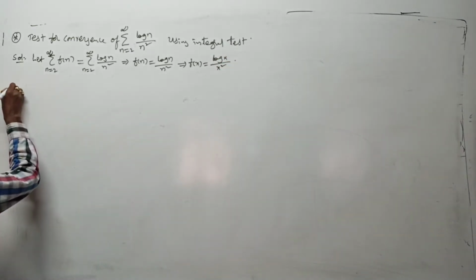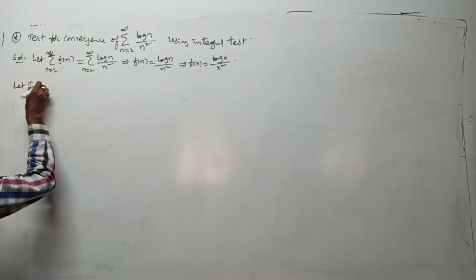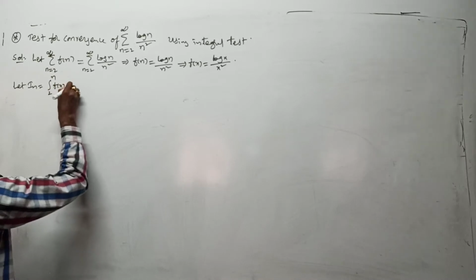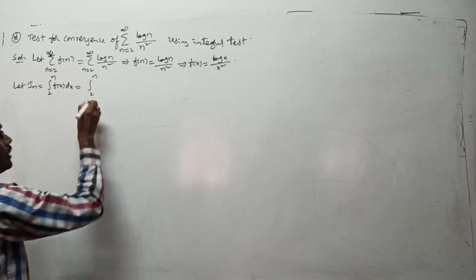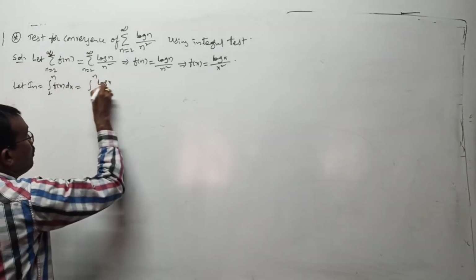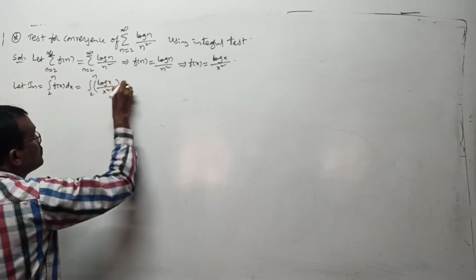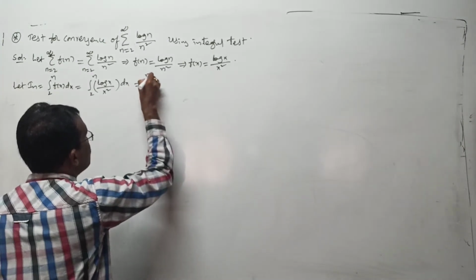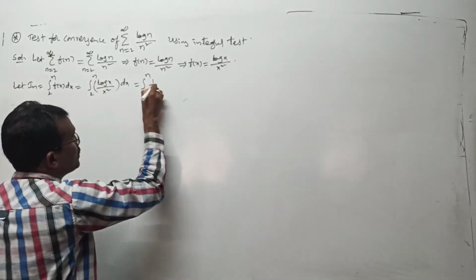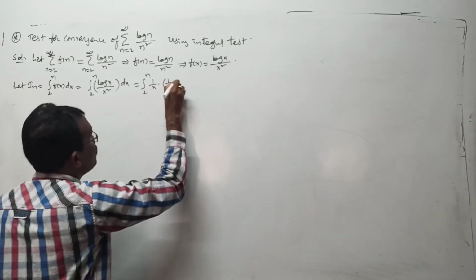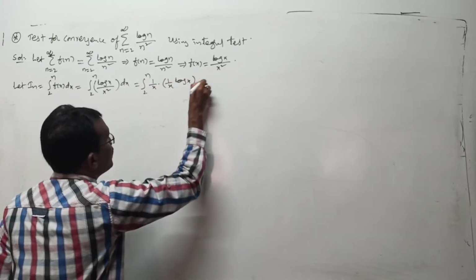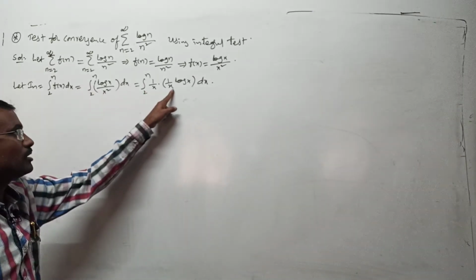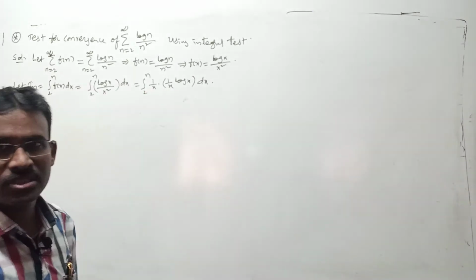Now let us take I_n. Let I_n is equal to integral 2 to n f of x dx. This is integral 2 to n, f of x is what? Log x by x square into dx. I am going to write this result as integral 2 to n, 1 by x square you can write as 1 by x into 1 by x into log x dx. Any problem with this? I am writing 1 by x square as 1 by x into 1 by x, for my convenience.